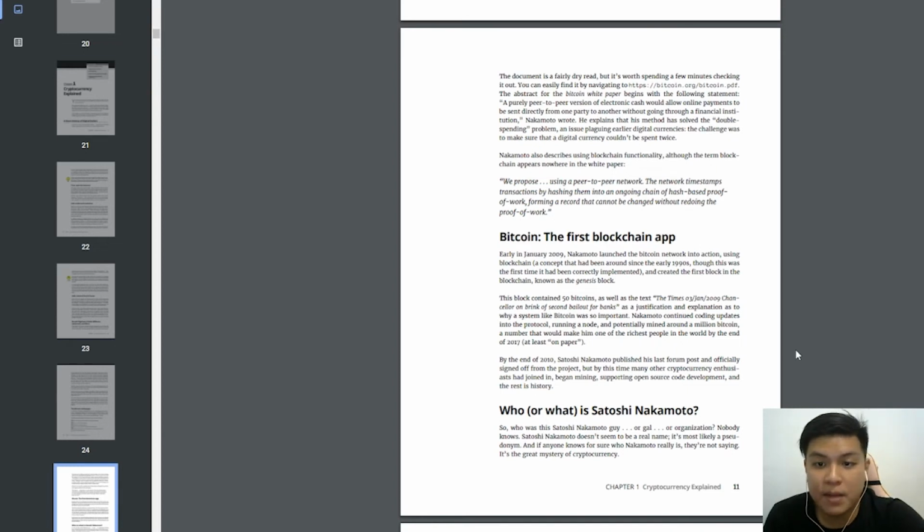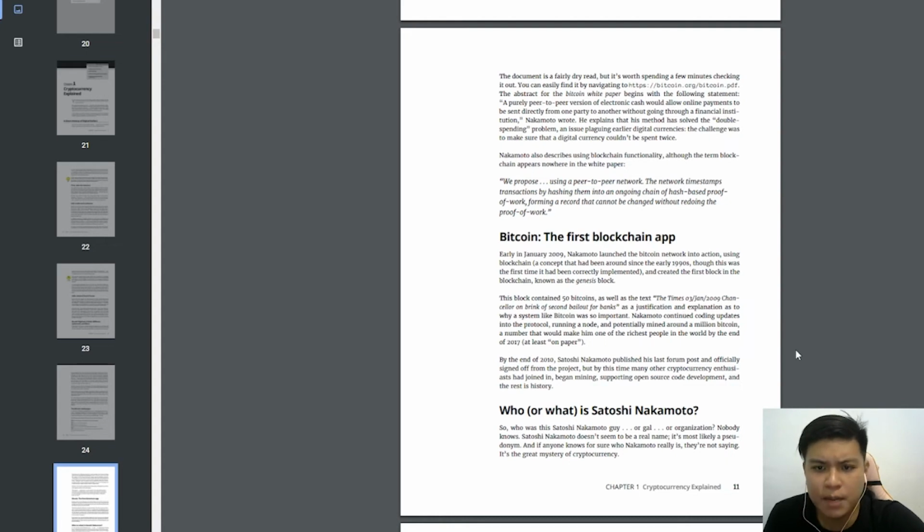So the abstract for the Bitcoin white paper begins with the following statement. A purely peer-to-peer version of electronic cash would allow online payments to be sent directly from one party to another without going through a financial institution, Nakamoto wrote. He explains that his method has solved the double spending problem, an issue plaguing earlier digital currencies. The challenge was to make sure that a digital currency couldn't be spent twice. Nakamoto also described using blockchain functionality, although the term blockchain appears nowhere in the white paper.